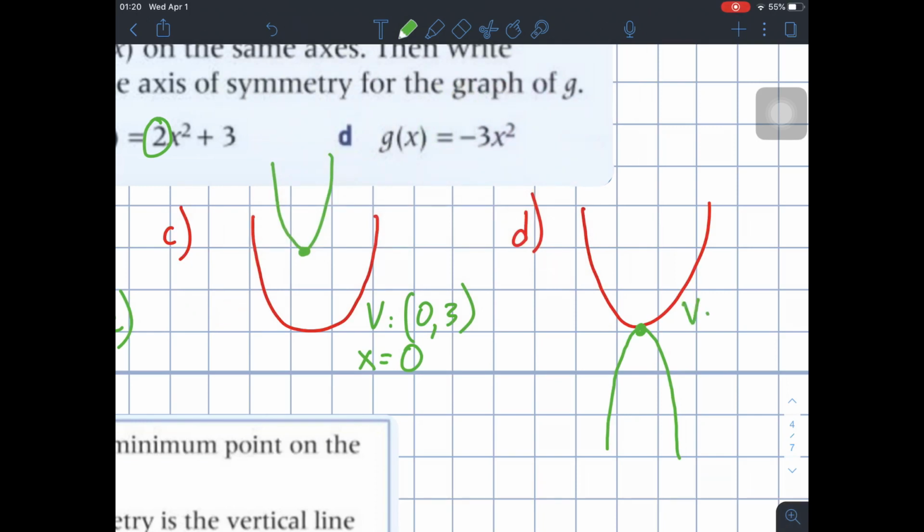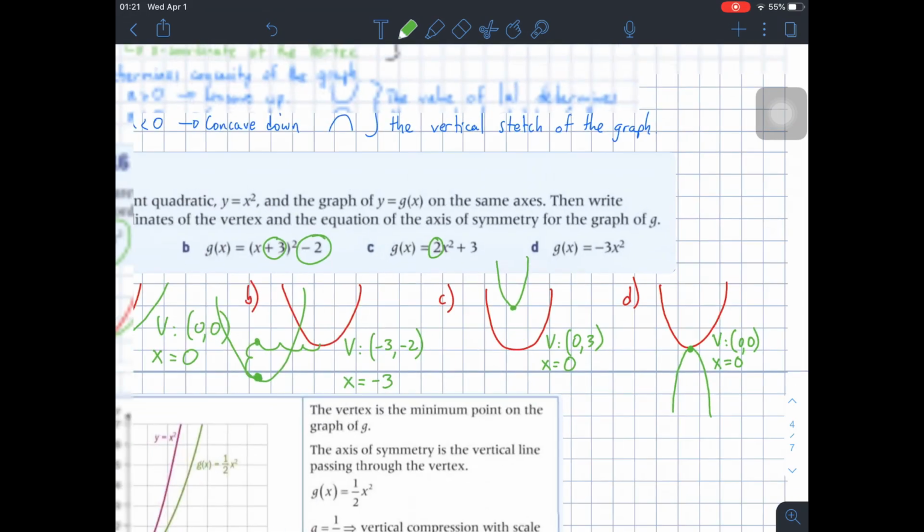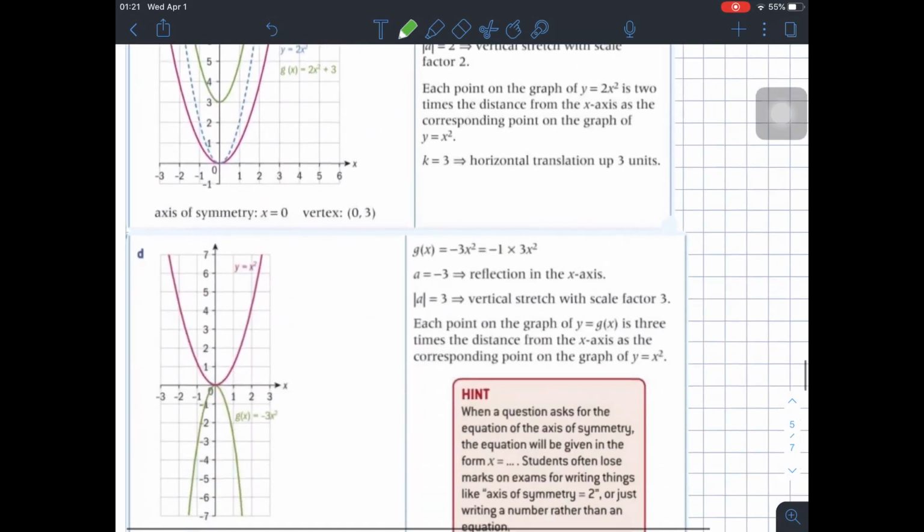So the vertex remains the same. It is 0, 0. And the axis of symmetry is also x equals 0, right? So it remains the same as the original. So let's see the result.